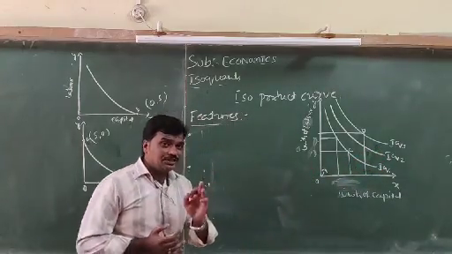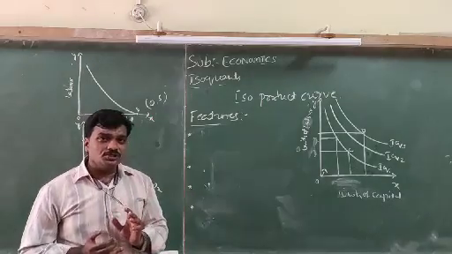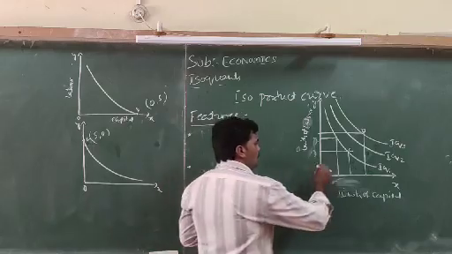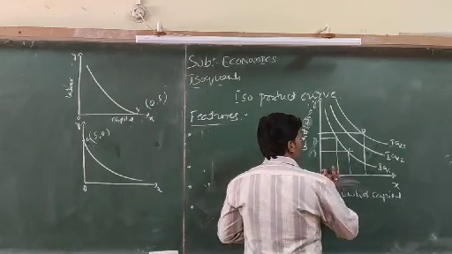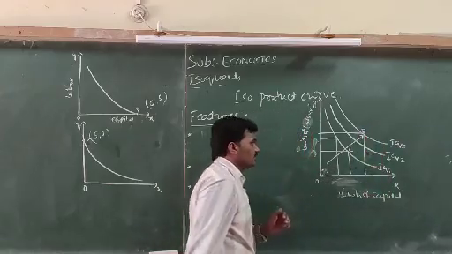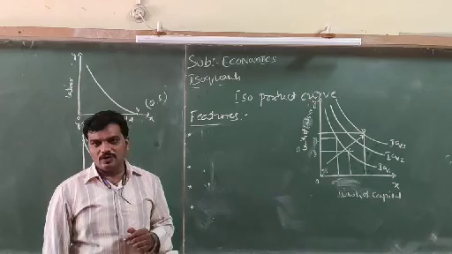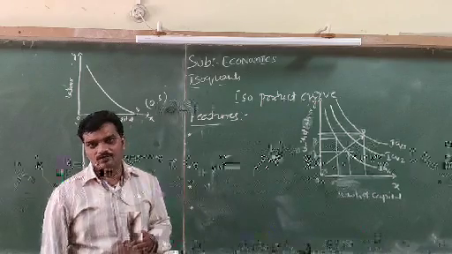Then, this is the conclusion: a rational producer always tries to move from lower isoquants to higher isoquants.